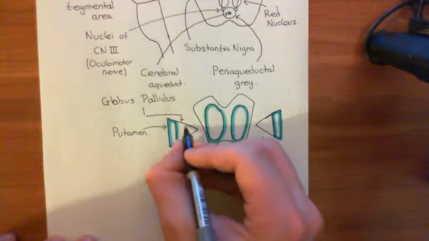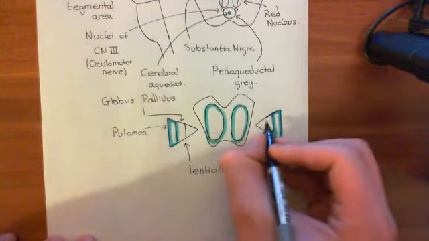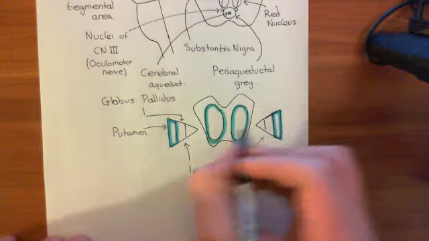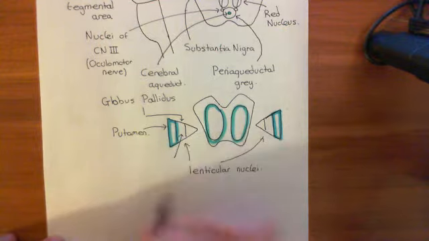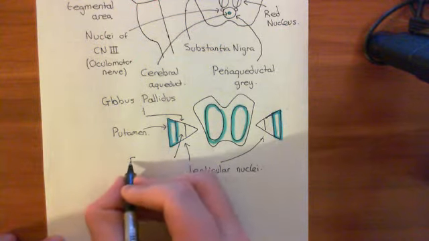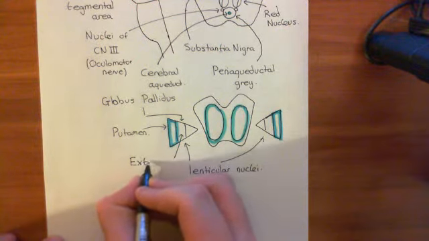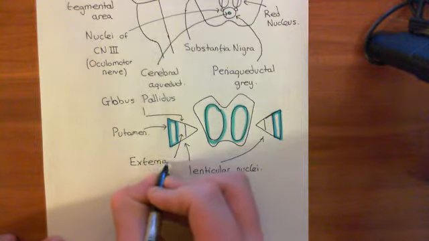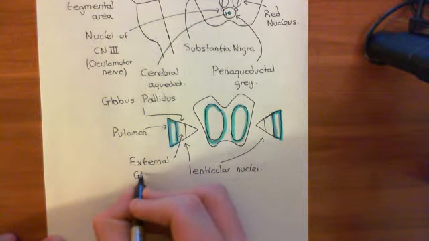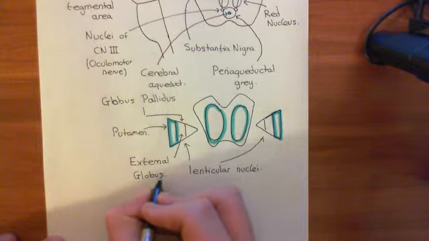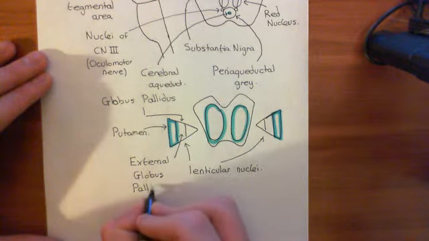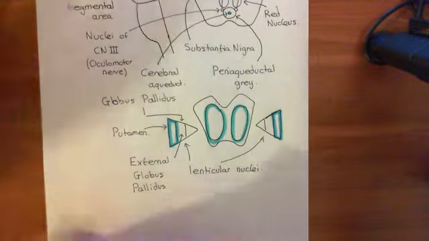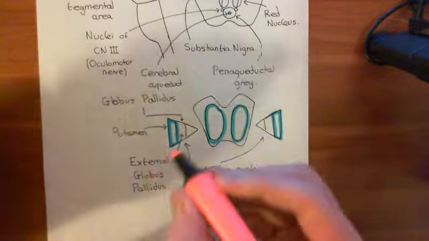But you divide it into two portions. So the globus pallidus is divided into two portions. Now, the external portion, the portion closer to the putamen, is what's known as the external globus pallidus. So I am going to write globus again. External globus pallidus, that's better. Alright, so we'll colour in the external globus pallidus in red, I think.